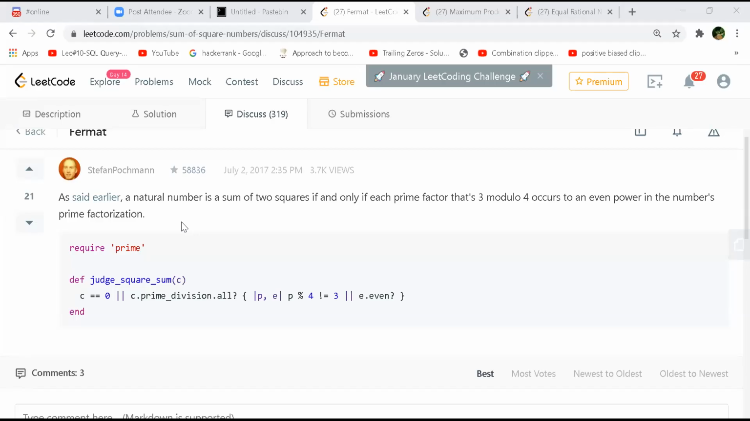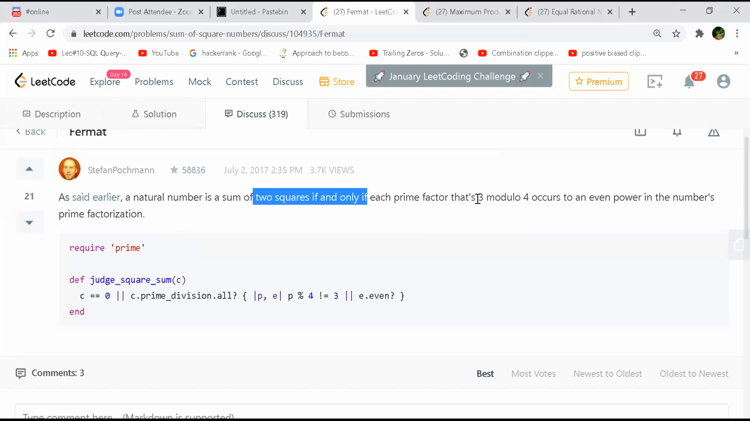Okay, no problem. Some of them are using Fermat's theorem. I'll show you that. This is the theorem, right? We can express a natural number as a sum of two squares if and only if each prime factor that's 3 modulo 4 occurs to an even power in the number's prime factorization.